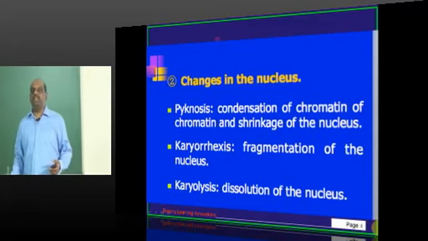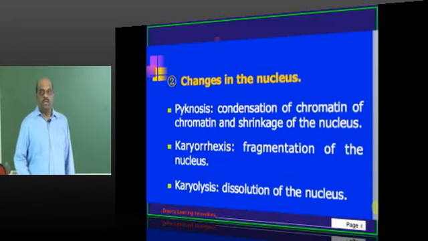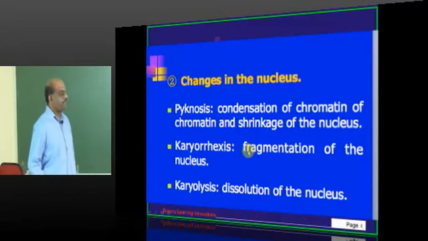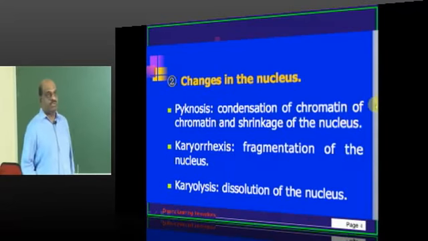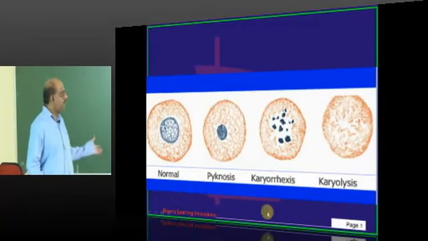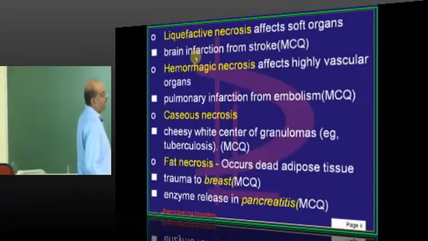Now, whenever there is a cell injury, what are the changes that occur in the nucleus? Pycnosis means condensation of the chromatin. Karyorrhexis, which is the nuclear fragmentation, and karyolysis, dissolution of the nucleus. They're all the various sequence of events in the cell injury.